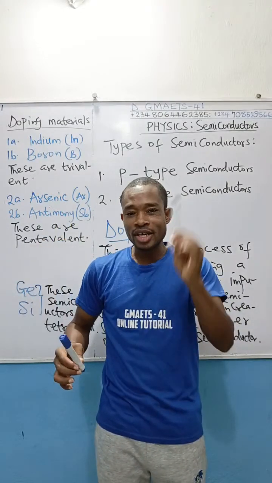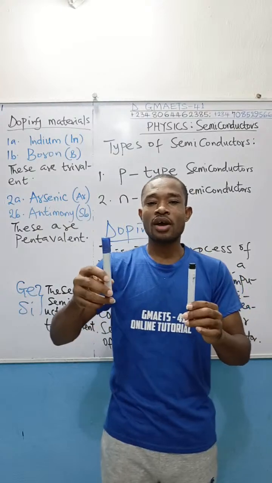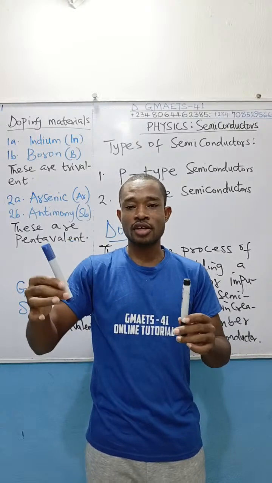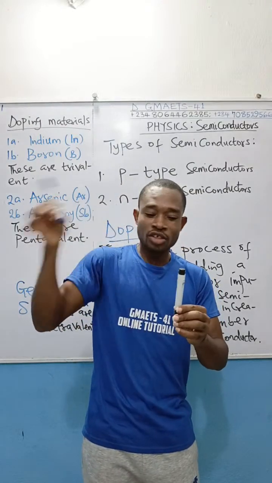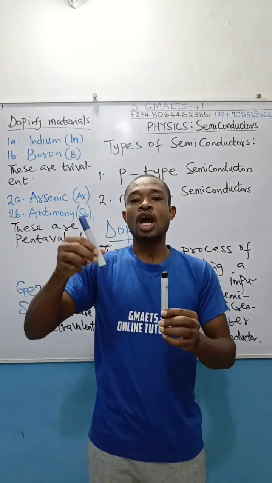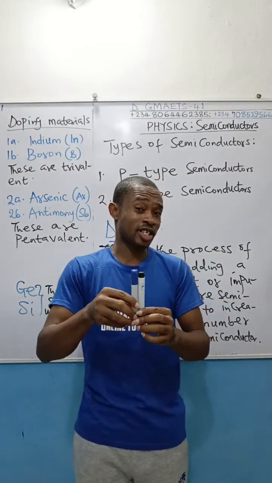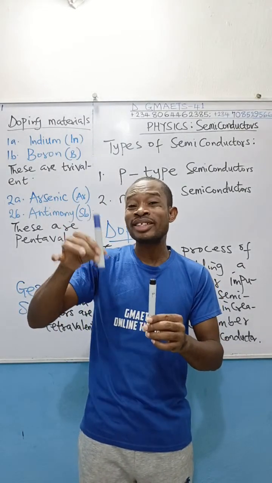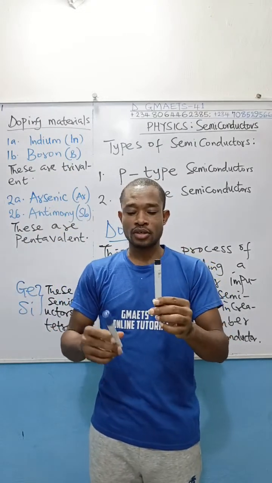When you dope this semiconductor, which is pure, tetravalent, with this doping material that is pentavalent, five electrons in the outermost shell, antimony or arsenic, you introduce this foreign element, this impurity, this pentavalent material into this semiconductor. Remember what I told you when I explained the formation of P-type. Because arsenic or antimony is pentavalent, it has more electrons than the pure semiconductor.